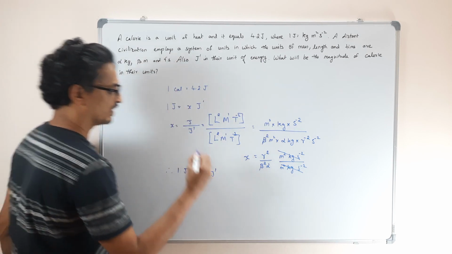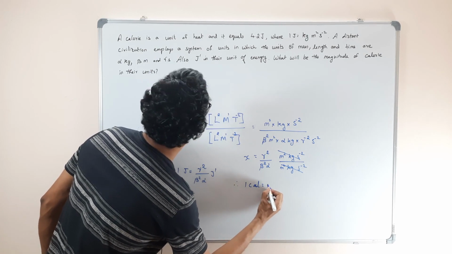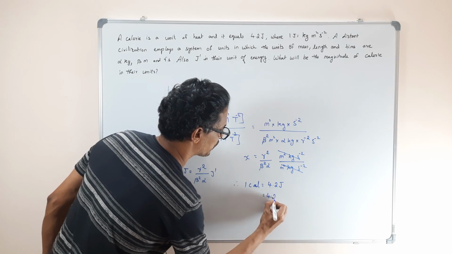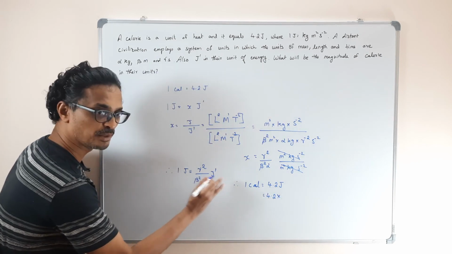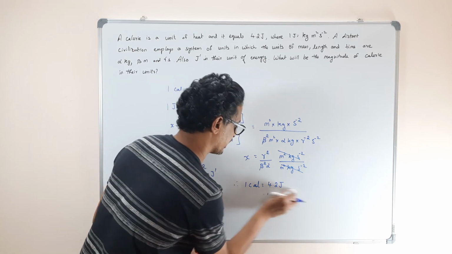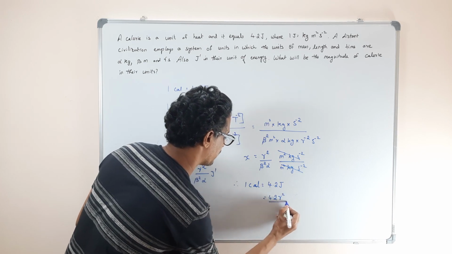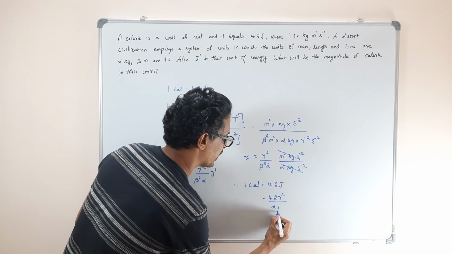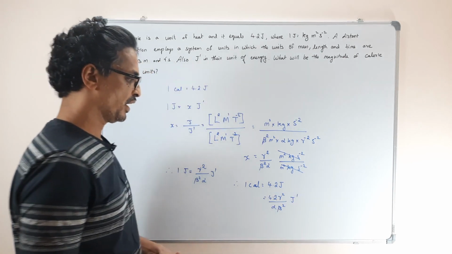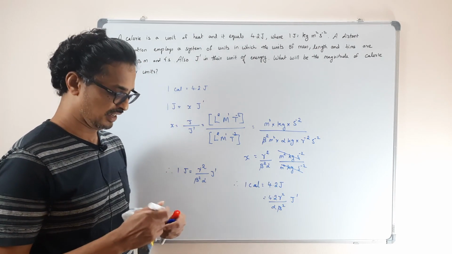Then 1 calorie is equal to 4.2 joule, so this will be 4.2 times this many times. So I can straight away write it as 4.2 gamma square divided by alpha beta square joule prime. This is the magnitude of 1 calorie in their units.